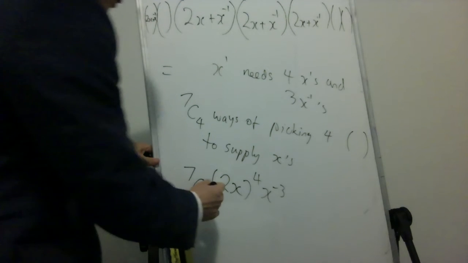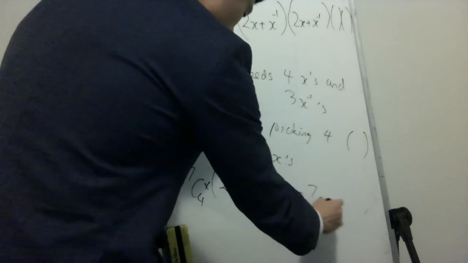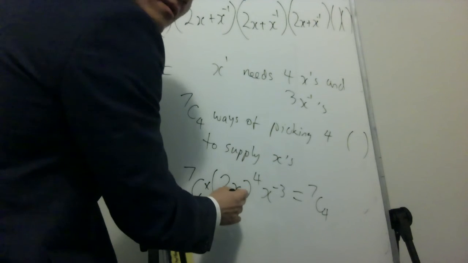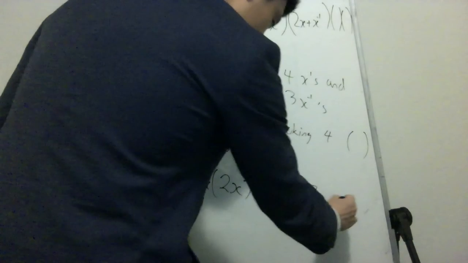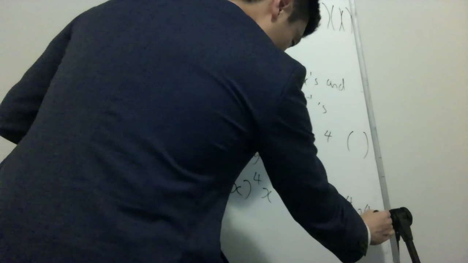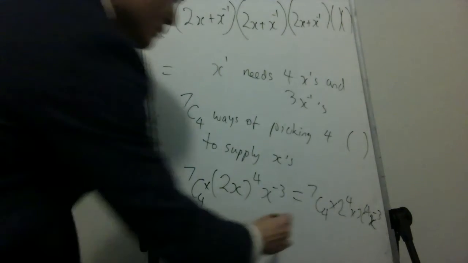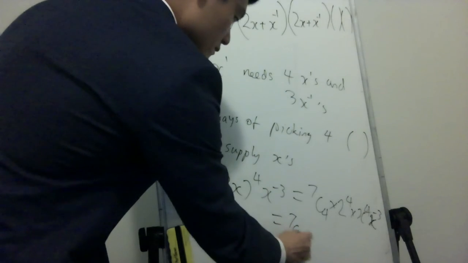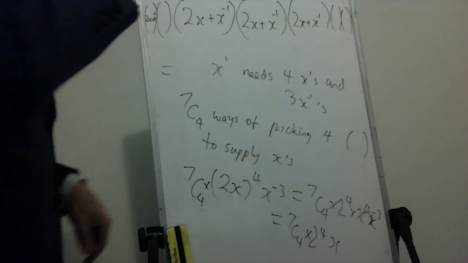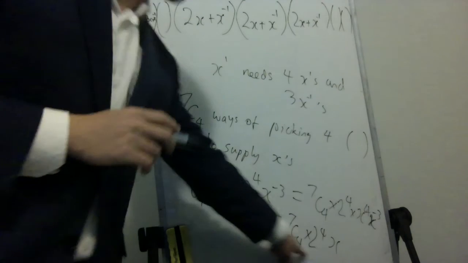And then 7 choose 4 times this is 7 choose 4 times 2 to the power 4 times x to the power 4, x to the minus 3, right? Which is 7 choose 4 times 2 to the 4 times x. Yeah. And so the coefficient of x is actually this.